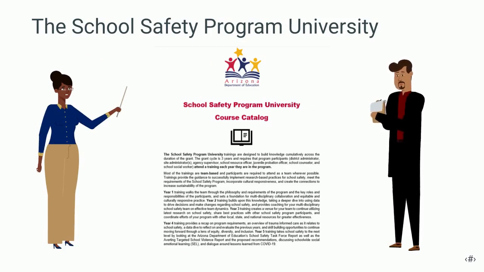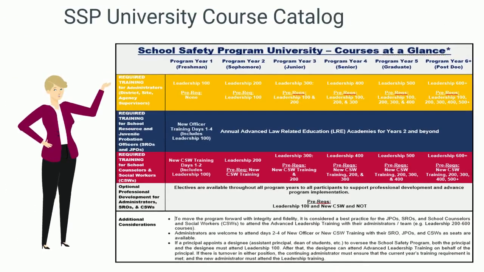You are considered in year 1 when it is your first year on the program, and year 5 means this is your 5th year on the program. The second page of the course catalog breaks down each position in the school safety program and what training they should be taking in their current year on the program.